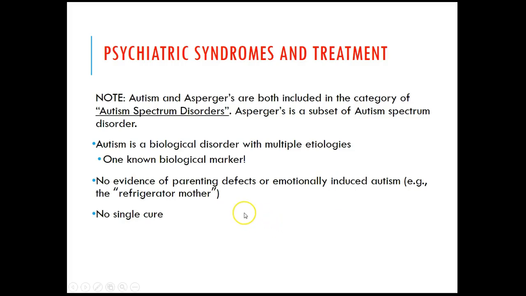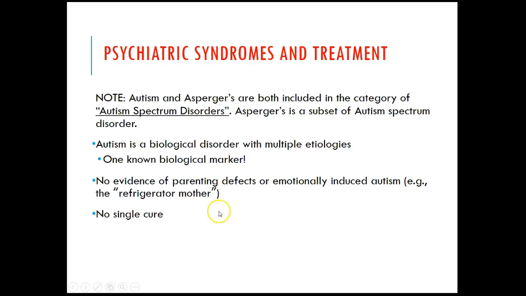Due to the lack of emotional availability of the parent, specifically the mother, to the child. And there was a term that was coined back in the day known as "refrigerator mother," which was a mother that was rather cold, did not show as much warmth to their child, and that impacted the child in a negative way, seen in the behavioral aspects of autism. However, we now know that that's not true. There is no evidence of parenting defects or emotionally induced autism, so the term refrigerator mother is completely incorrect.